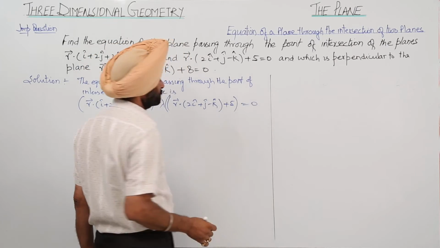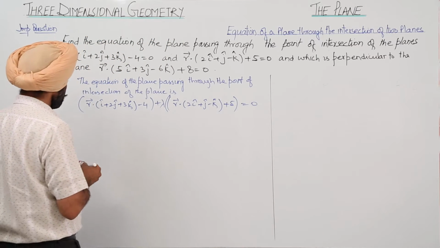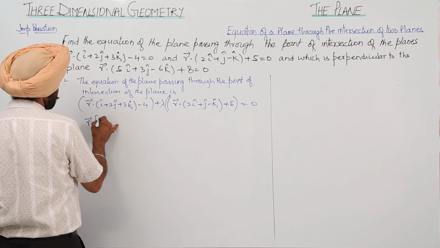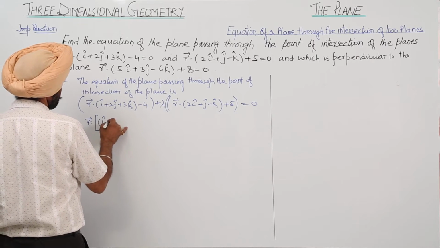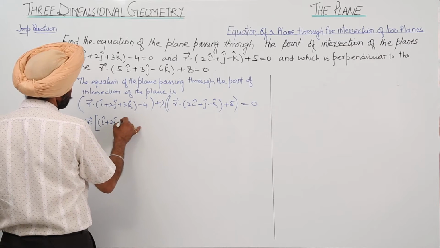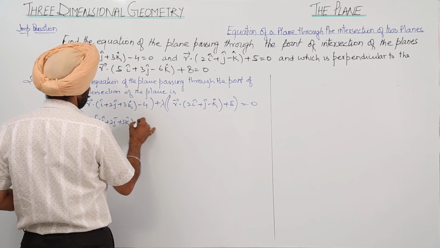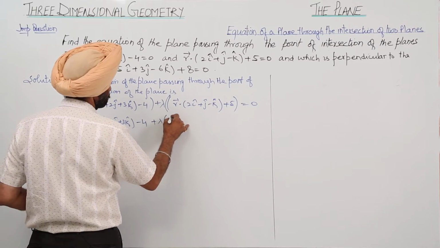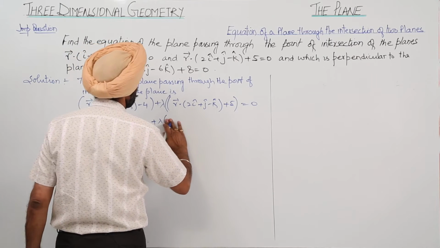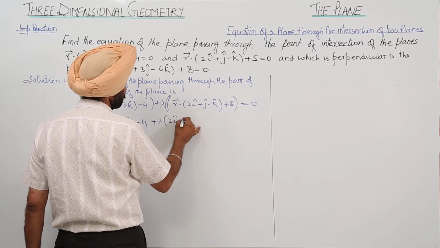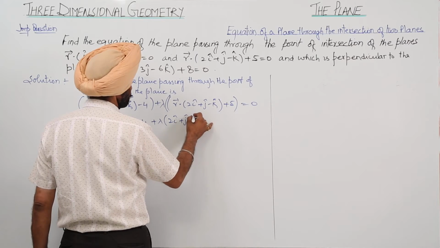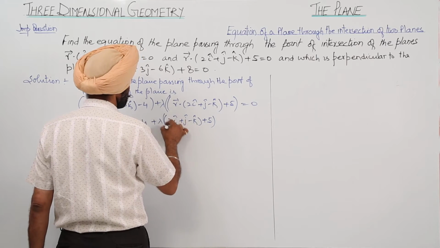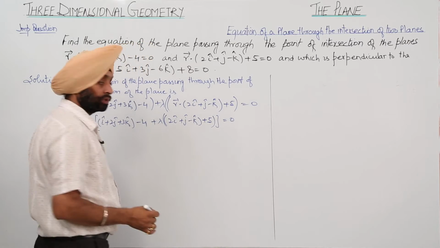is equal to 0. So now this equation can be written as, taking vector r common, and inside we are having (i cap plus 2 j cap plus 3 k cap) minus 4, plus lambda with (2 i cap plus j cap minus k cap) plus 5 is equal to 0.